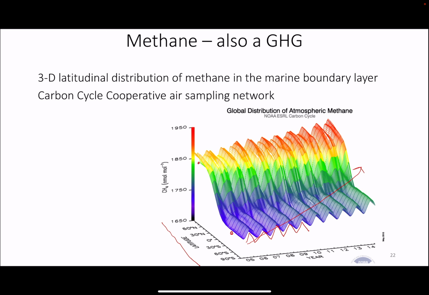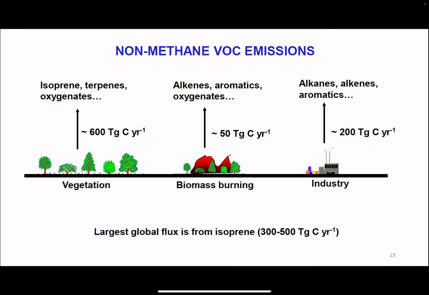So in addition to CO and methane, there's also what we call non-methane VOC emissions. So these are all your other volatile organic compounds. The largest being from isoprene, which comes from vegetation, so isoprene, terpenes, and those things. You also get some from biomass burning, and these are slightly different. They're alkenes and aromatics, so they're all volatile organic compounds, but they're actually different compounds. And then industry also leads to a lot of alkenes, alkanes, and aromatics.